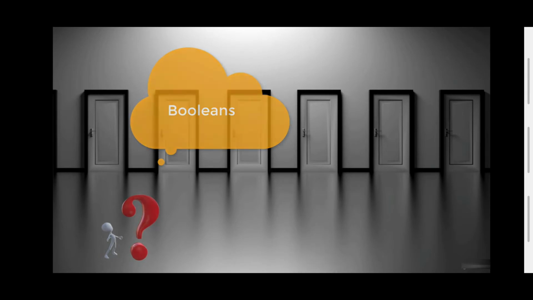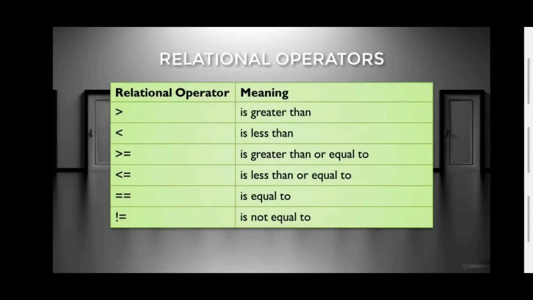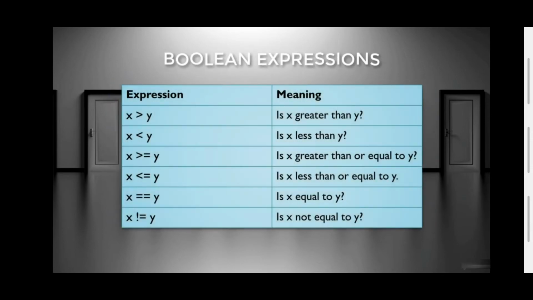Let's look at the relational operators. We can use the greater than, the less than, the greater than or equal to, the less than or equal to, and not equal to. So we can use these operators now in what we call Boolean expressions. The following table gives us some expressions as examples.